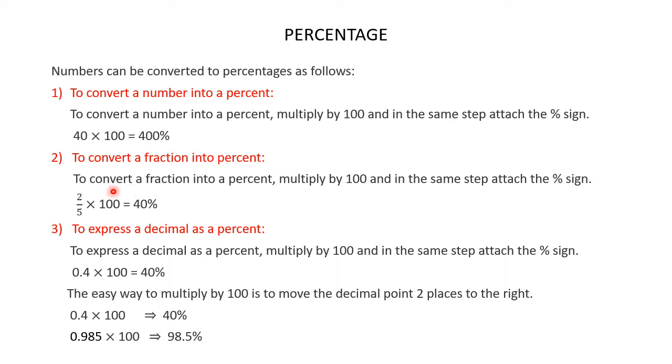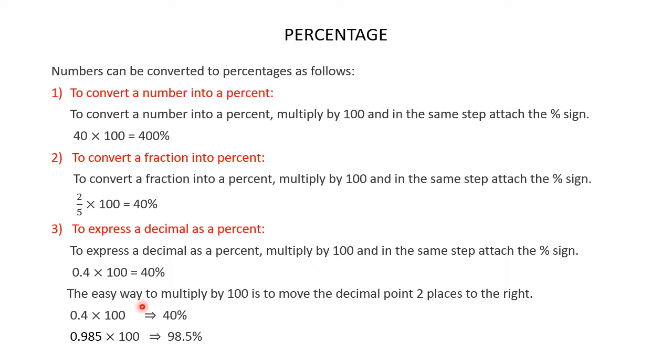To convert a fraction into a percent, multiply by 100 and in the same step attach the percent sign. So to convert the fraction 2 by 5 into a percent, multiply 2 by 5 with 100. So 2 by 5 multiplied by 100 is 40%. To express a decimal as a percent, multiply by 100 and in the same step attach the percentage sign. So 0.4 can be expressed as a percent by multiplying with 100. 0.4 multiplied by 100 is 40%.